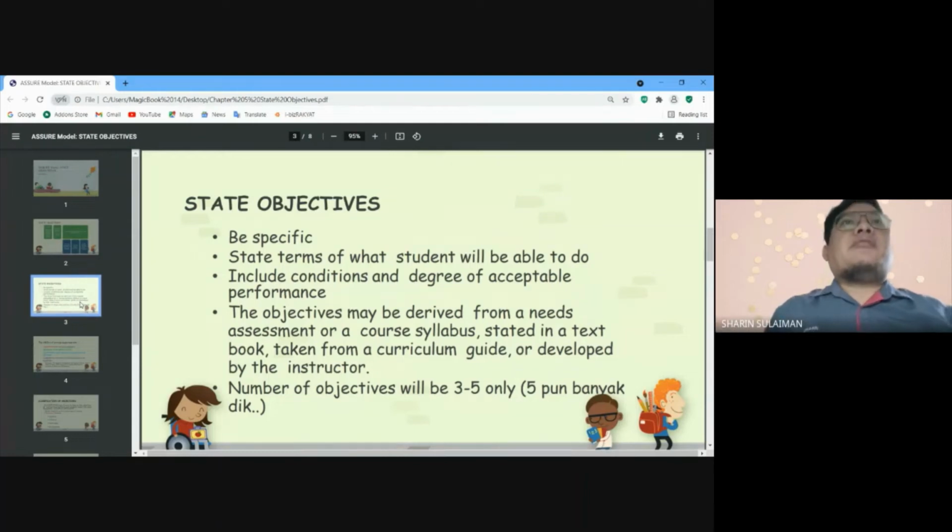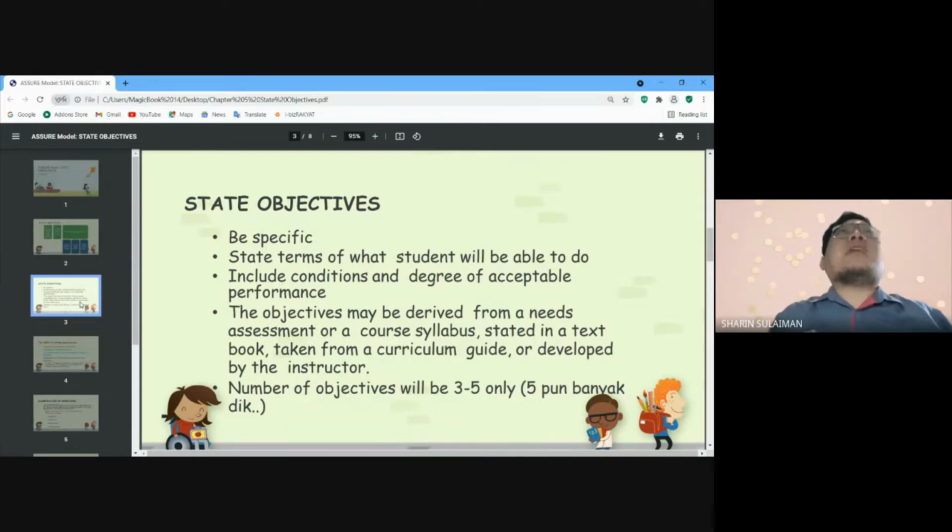State objective. The objective must be expressed and formed specifically. Okay, the three reasons, we finish on that. State in terms of what the students will be able to do. So there is the use of verbs, kata kerja. What the students will be able to do, what you need to do to achieve the learning objective.